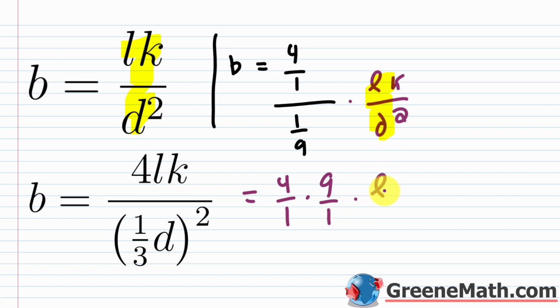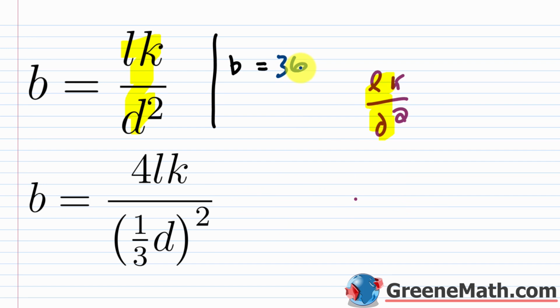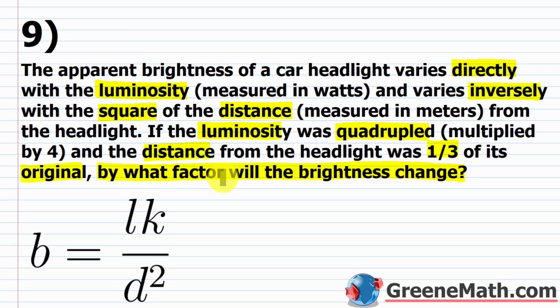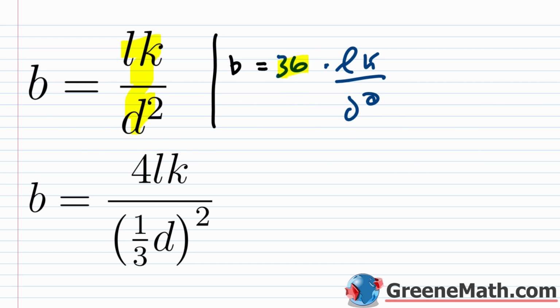And then times, you have your L, K over D squared. And so 4 times 9 would be 36. So this would really be, let me erase everything, 36, times this right here, your L, K over D squared. So when they ask, by what factor will the brightness change? Well, it's going to be 36. So it's going to be this right here. So just to write the answer, it would be 36.